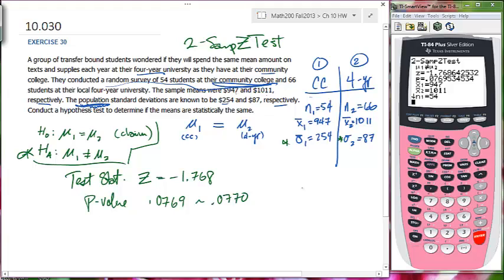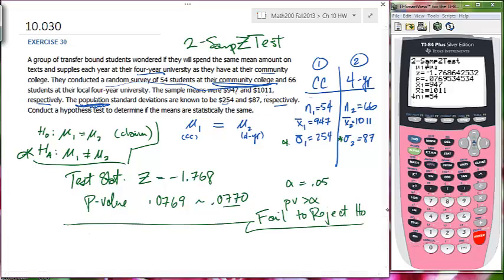Now, they didn't give us an alpha to compare this to. Our alpha is usually 0.05, or sometimes it's 0.10. If we compare it to 0.05, it looks like the p-value is still a little bit bigger than that. So our p-value is bigger than alpha. It was close, but we still have to fail to reject the null hypothesis. And that is the claim, so we were not able to reject the null hypothesis.